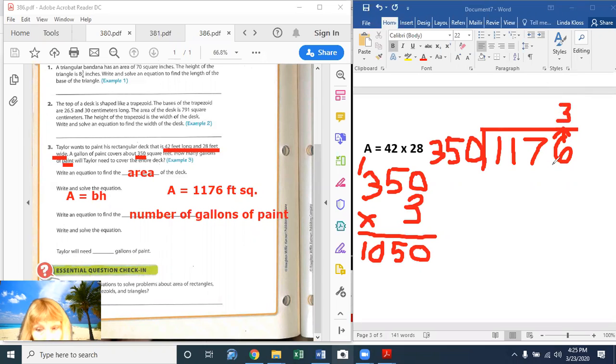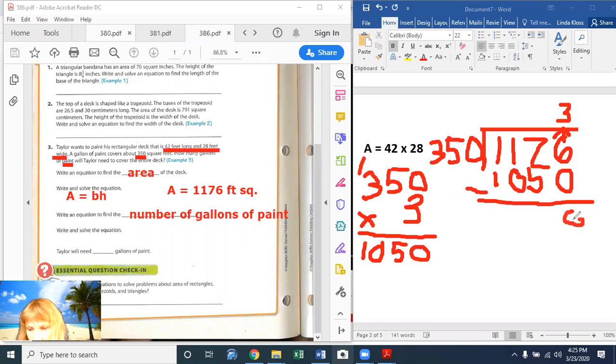We divided, multiplied, 1050. Some of you at home can be already calculating this out. Subtract. 6 minus 0 is 6. 7 minus 5 is 2. 1 minus 0 is 1. I'm left with 126. I could always put a decimal point there and put a 0 and bring it down.